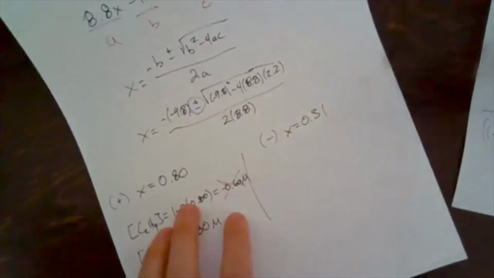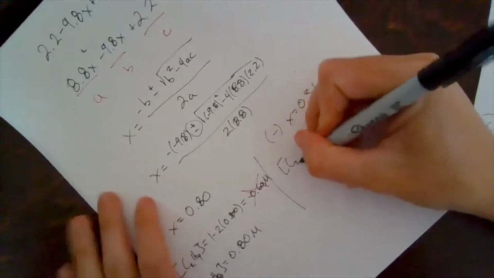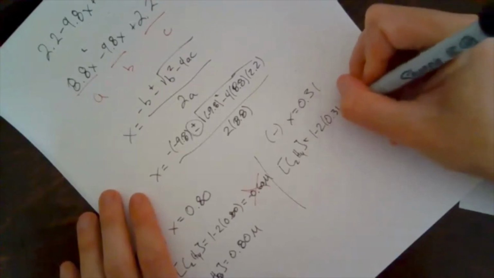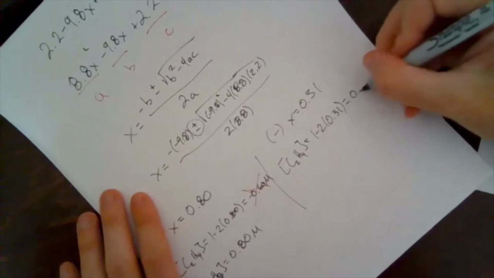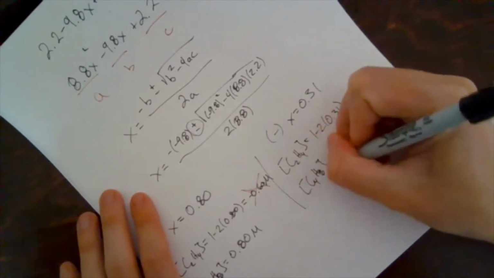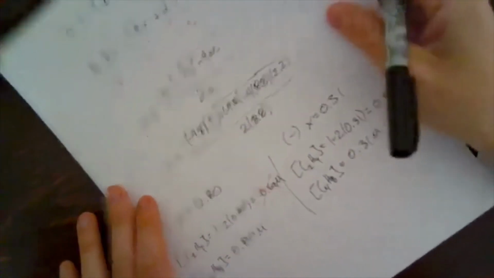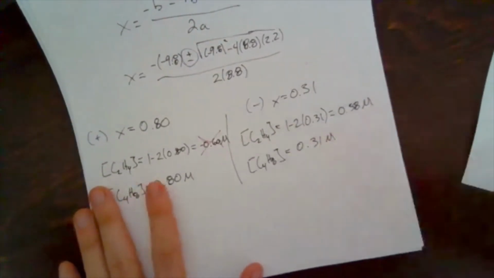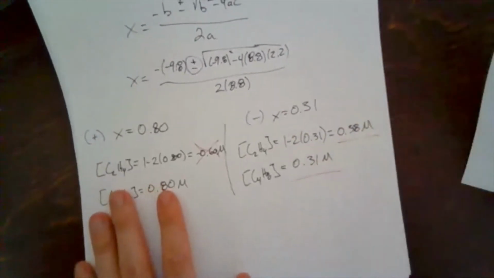Instead, when x equals 0.31, we can see that the concentration of C2H4 is equal to 1 minus 2 times 0.31. We plug in the different value of x. That gives us an answer of 0.38 molar. And the concentration of C4H8 is just x, or 0.31 molar. And so these are the real answers. Those are both possible values.